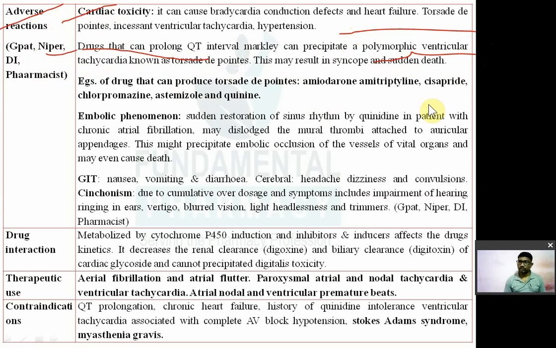So this is a dangerous drug. It produces torsades de pointes. Other drugs which can produce torsades de pointes, examples: amiodarone, amitriptyline, sotalol, you have seen them last year. Another adverse effect is embolic phenomena.